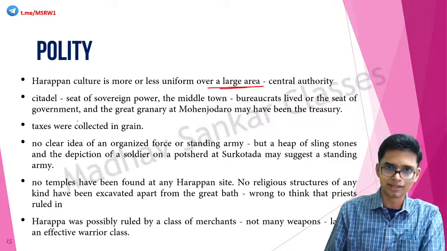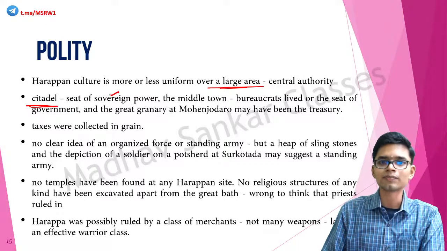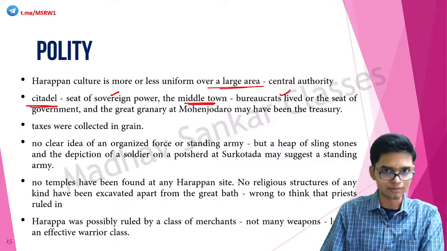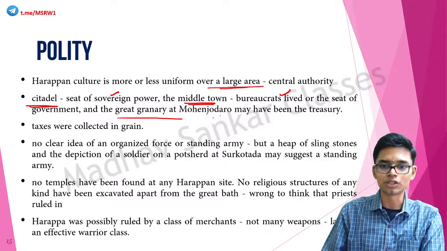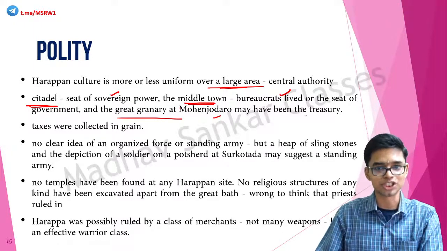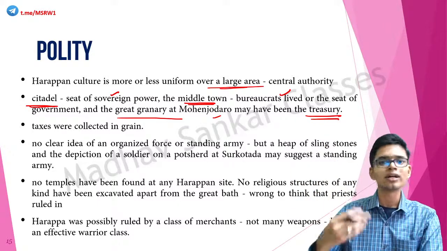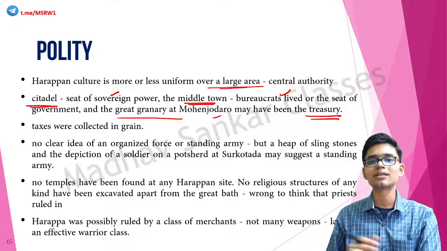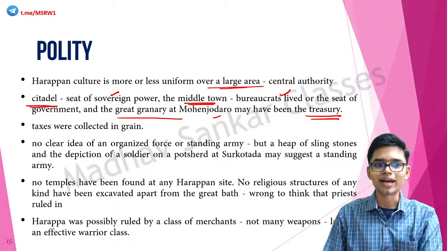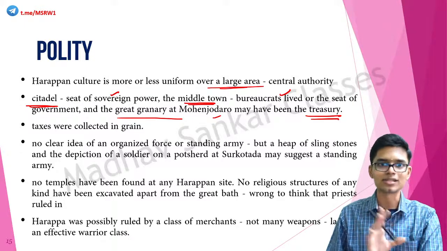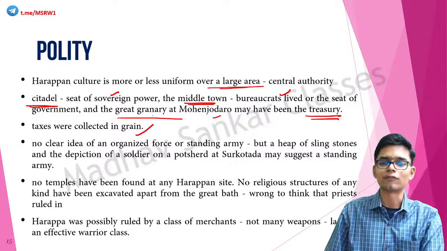As already explained, there was a citadel, which is the seat of sovereign power. Then we have a middle town, the area where the bureaucrats and others lived. And then we have the great granary in Mohenjo-daro, which could probably have been the treasury. I already told you the taxes that were collected were put into these granaries. So this granary would probably have been the treasury of Mohenjo-daro. All these structures point to the fact that there was some kind of polity system in Harappan civilization. Taxes again were collected in the form of grains.